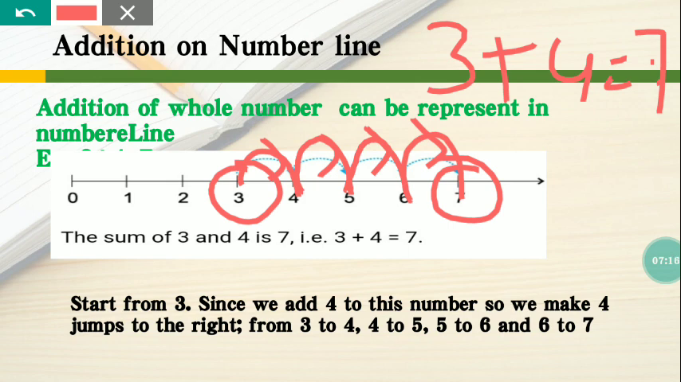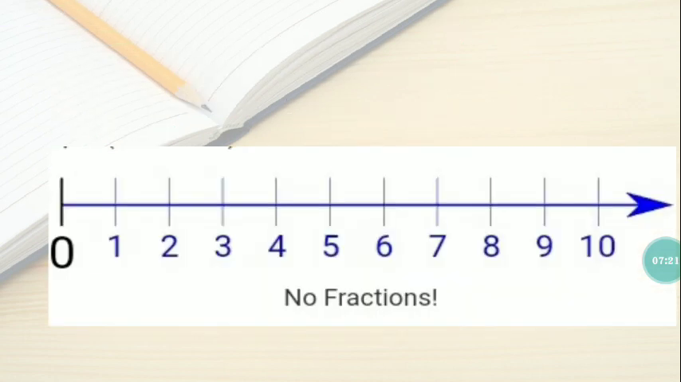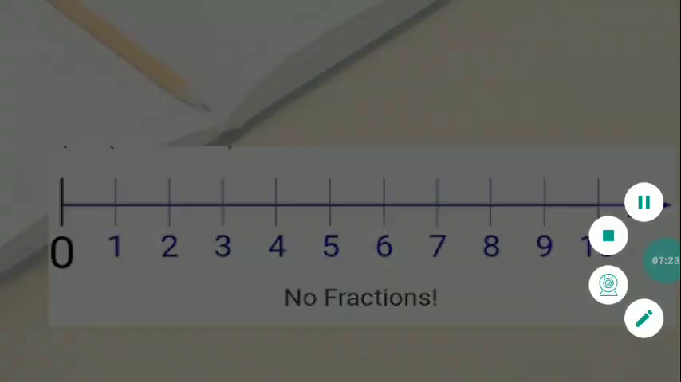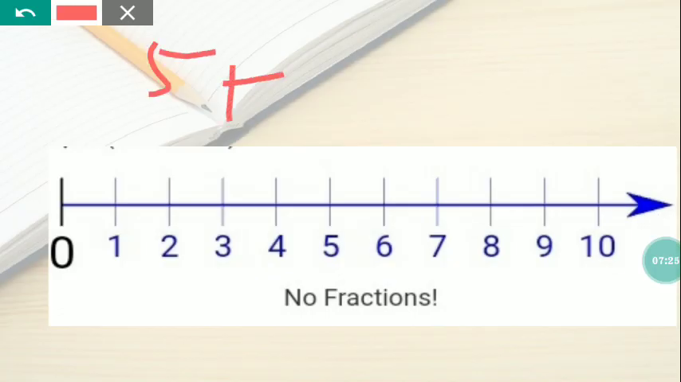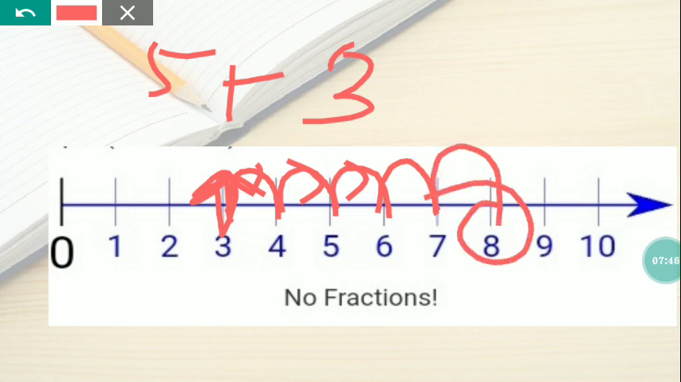Now next, more examples. Suppose we want to add 5 plus 3. Here is 5, and we want to add 3 to it. So move 3 steps to the right side. 1 step, 2, 3, and you will get 8. So the answer will be 8.